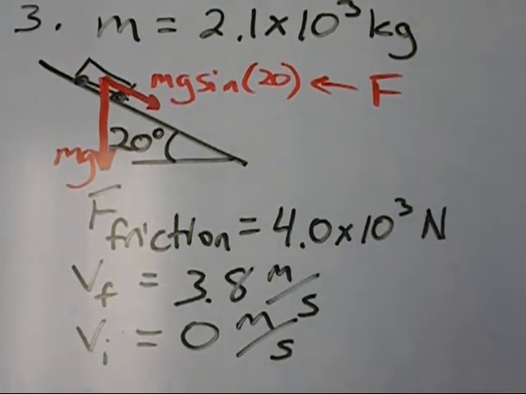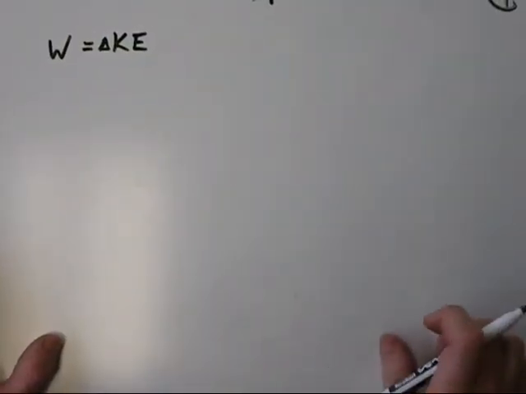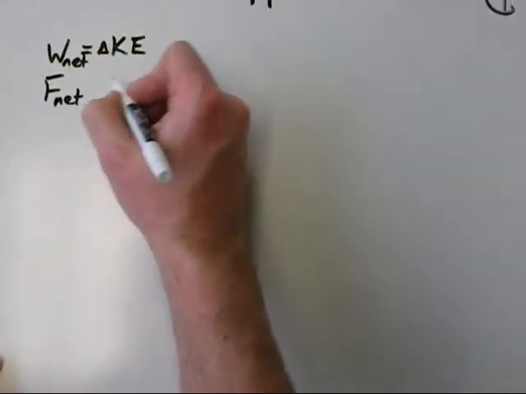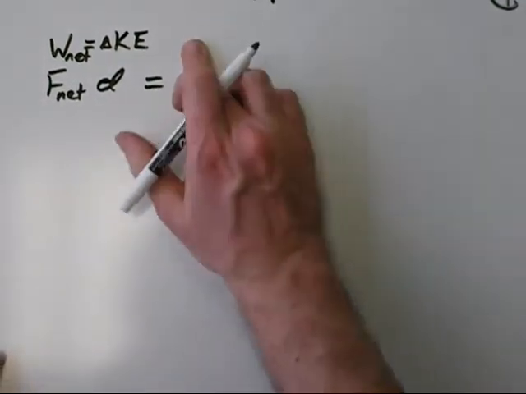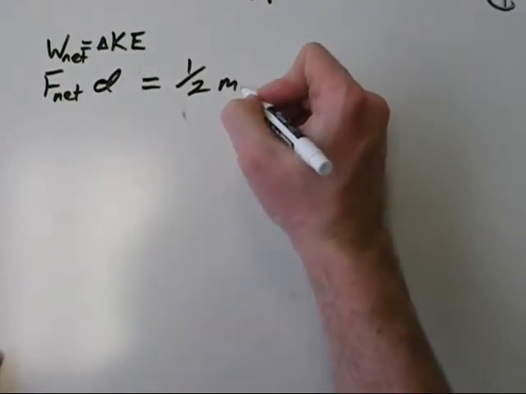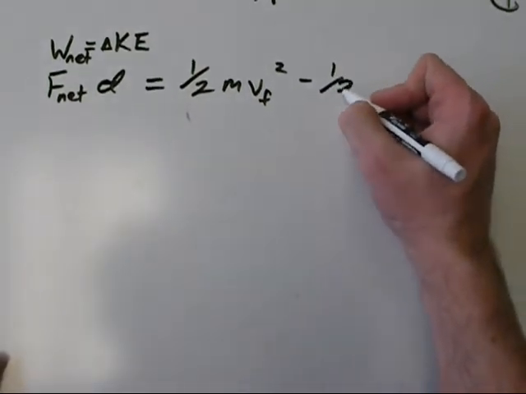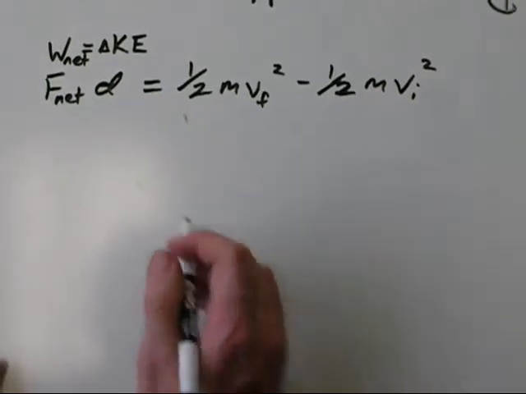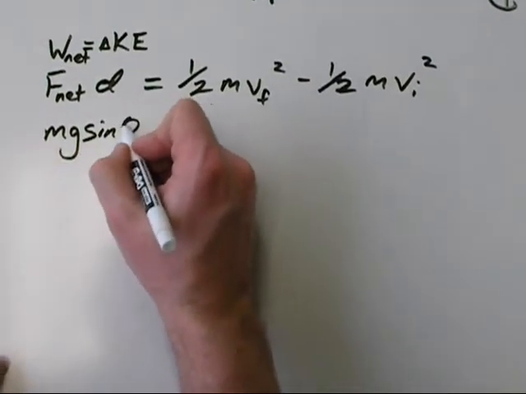Alright, we need to start with the work and kinetic energy theorem. Okay, so we're going to start with work equals delta KE. So this is going to be, if this is net work, this is net force, times D equals delta KE, which is going to be 1/2 mv final squared minus 1/2 mv initial squared.